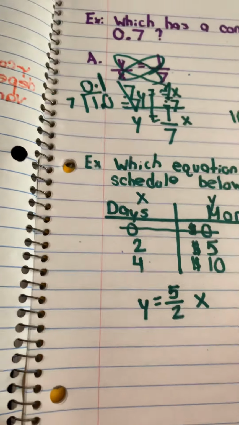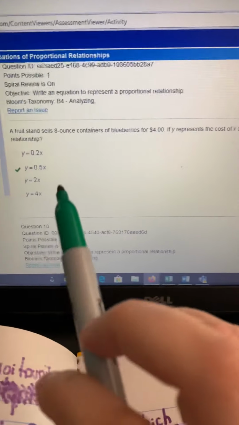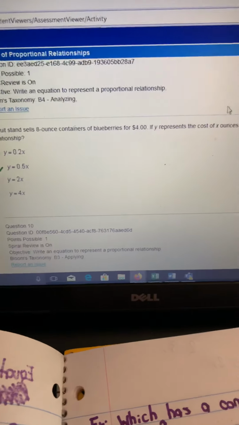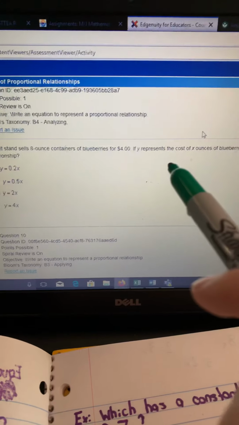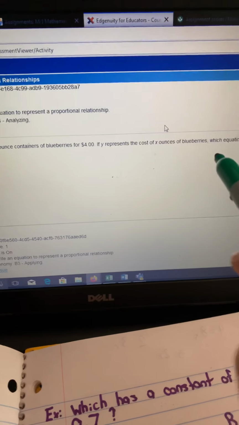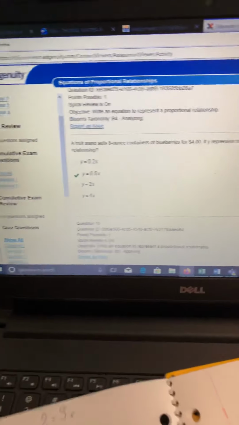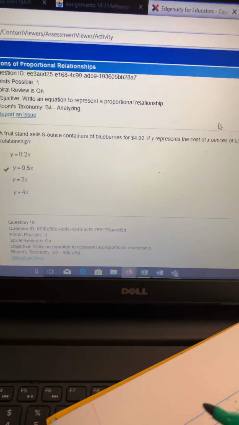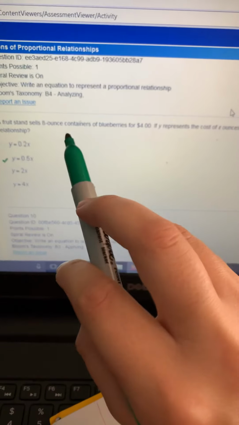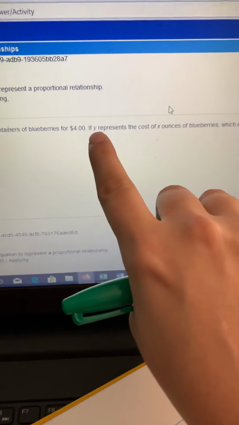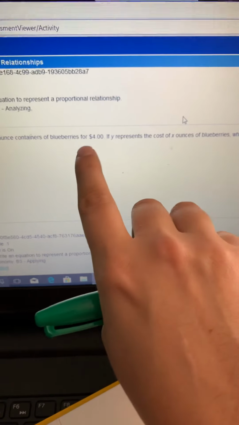And the last one I want to go through with you guys is actually up here. It says a fruit stand sells 8-ounce containers of blueberries for $4. If y represents the cost of x ounces of blueberries, which equation correctly models the proportional relationship? So when you're working with this, you know you have x and y. Your whole goal is to find the constant of proportionality. That's the hardest thing to find. So I know I have 8 ounces of blueberries and it's $4. It's very important you know what y and x are. I know y represents the cost.